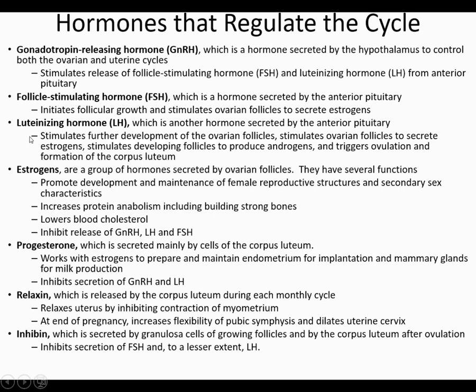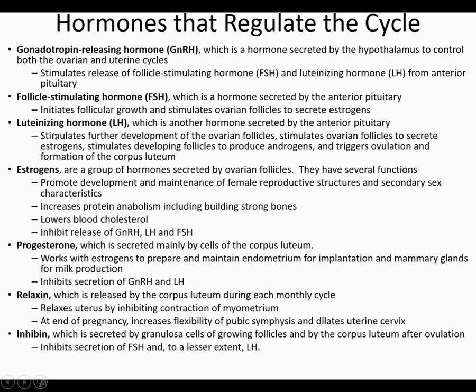Luteinizing hormone is the other hormone released by the anterior pituitary. It stimulates further development of the ovarian follicles, stimulates those follicles to secrete estrogens, stimulates developing follicles to produce androgens, and something very important is that it triggers ovulation. Therefore, it also subsequently helps to form what's called the corpus luteum, which is that burst bubble. Ovulation is where that egg is released. Remember that.